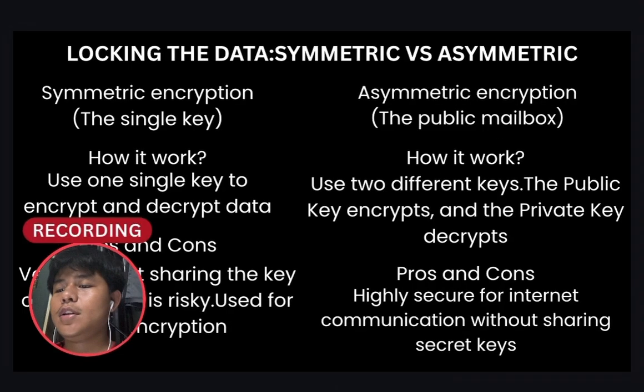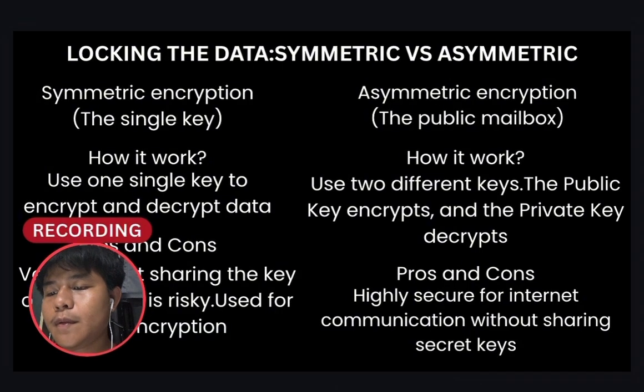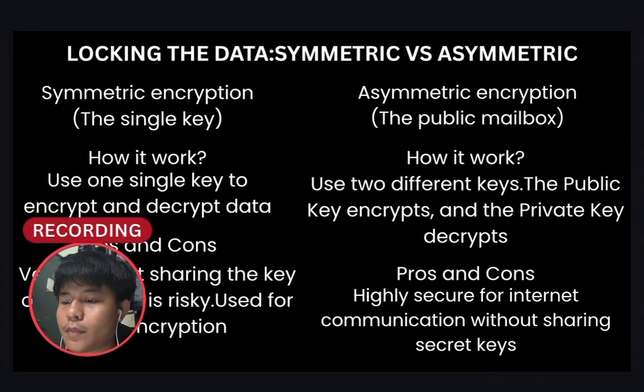So the second one is asymmetric encryption, also known as the public mailbox. So how does it work? It uses two different keys. The public key encrypts and the private key decrypts. So the pro is it's highly secure for internet communication without sharing secret keys. Yeah, so there is no con because it's good. It's mostly used for WhatsApp, the WhatsApp HTTP.